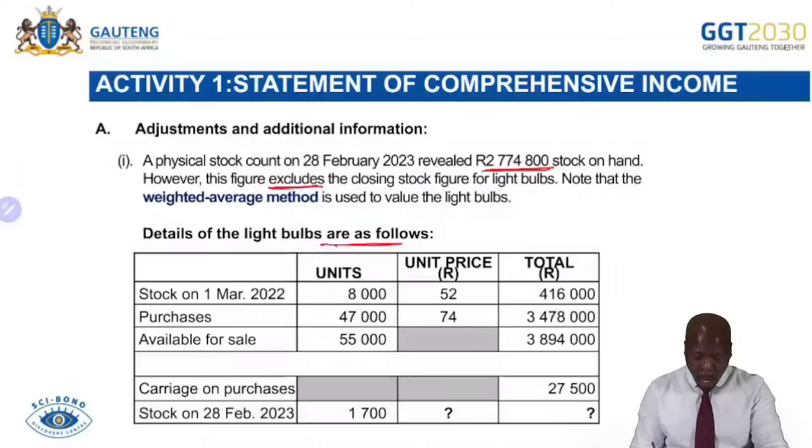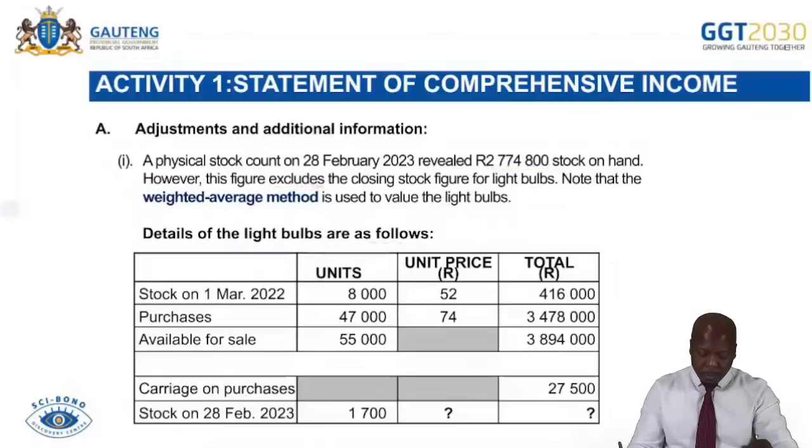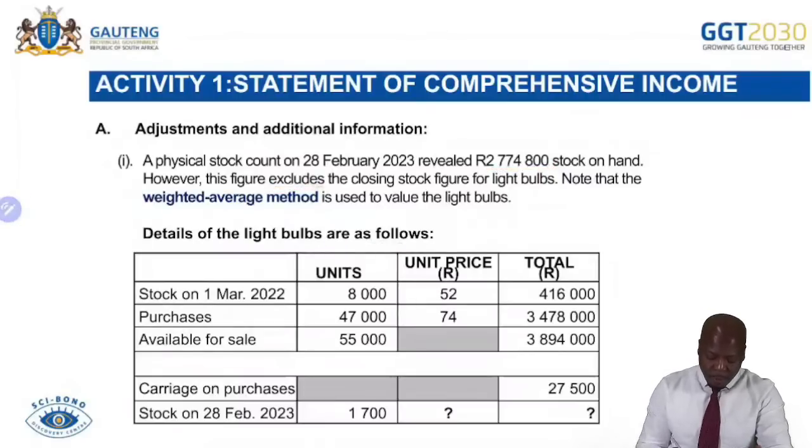All right. Now, what do we need to do? We need to calculate the value of closing stock which has not been included, such that we know how much our stock is after that amount is included. Let's do that. So the first thing that we are going to look at is the method of valuation. Here we're told that we're using the weighted average method.